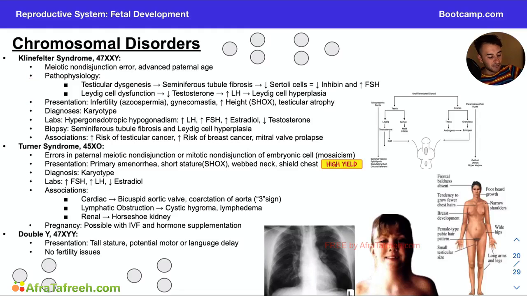We talk about the pathophysiology of errors in our testes and ovaries. And finally, we're going to talk about how this affects presentation. So we're going to talk about all the classic presentation signs of both Klinefelters and Turners. So let's start off by talking about Klinefelter syndrome.